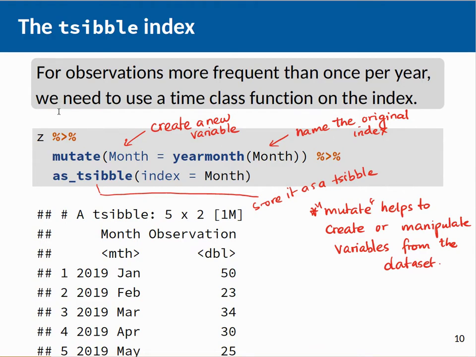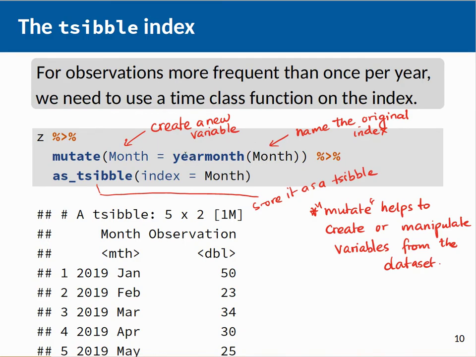Now the way to do that is, let's call z, right? Z was our tibble. We're going to use the pipe function on it, and we are going to use the command mutate, if you're familiar with the tidyverse. So what mutate does is it helps to create a variable or manipulate a variable from your data set. Okay, so I'm going to create a variable called month, and that is going to be equal to yearmonth, and in brackets month.